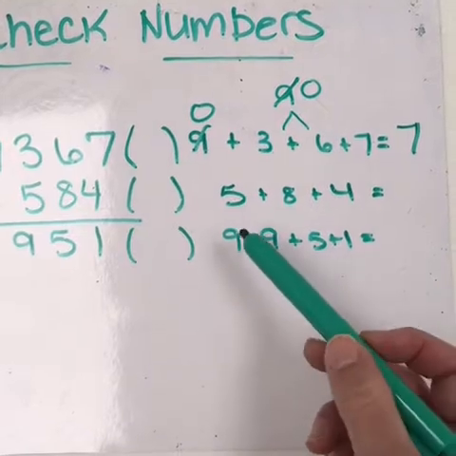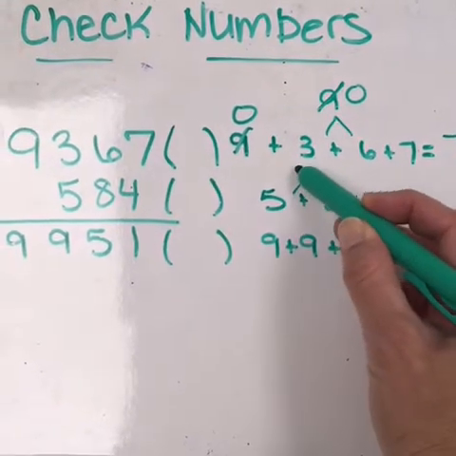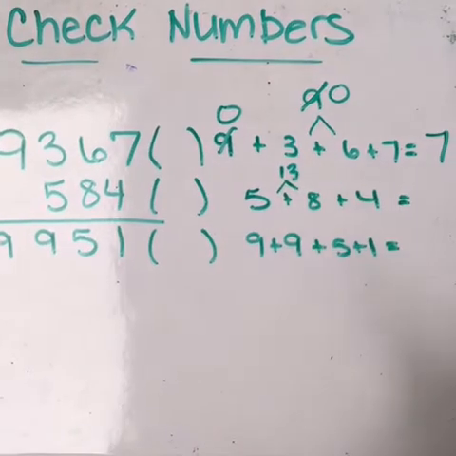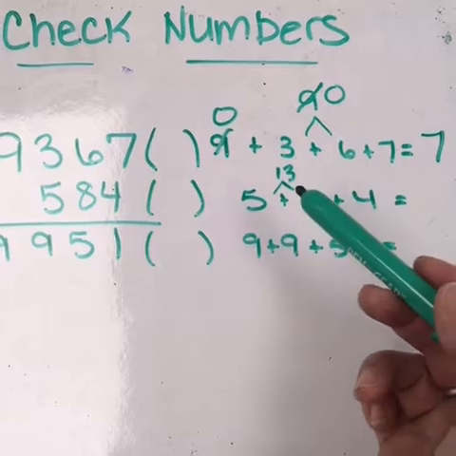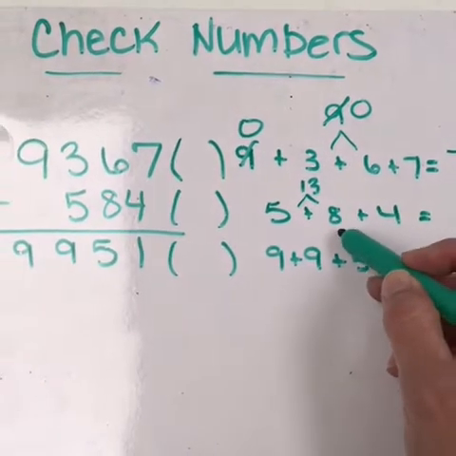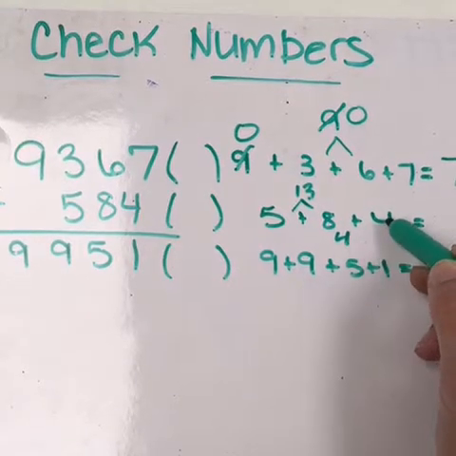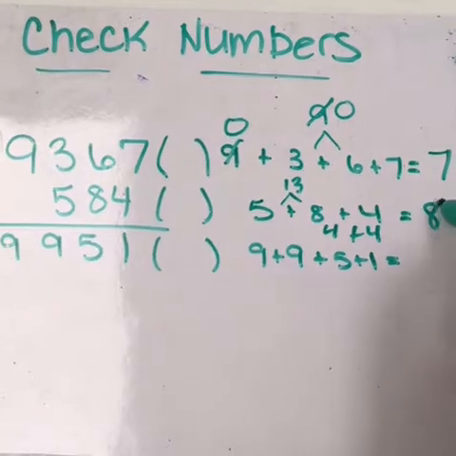For this number here, I can add the digits 8 and 5. Well, that gives me 13. But again, we are dividing by 9. What's the remainder when you divide by 9? So if I divide 13 by 9, my remainder is going to be 4. And then I have my other 4 here. So my check number is going to be 8.